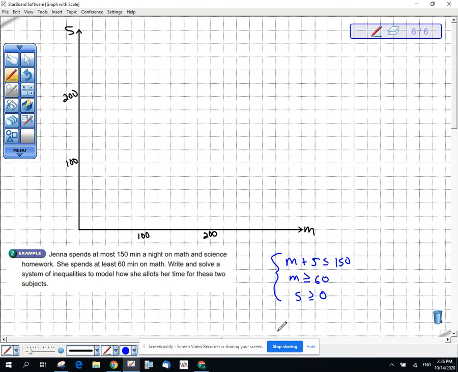Okay, there is one more inequality that we could glean from this. We would know that she's not going to spend negative minutes on science. So there's really 3 inequalities, and because of that is why we have located into the first quadrant.